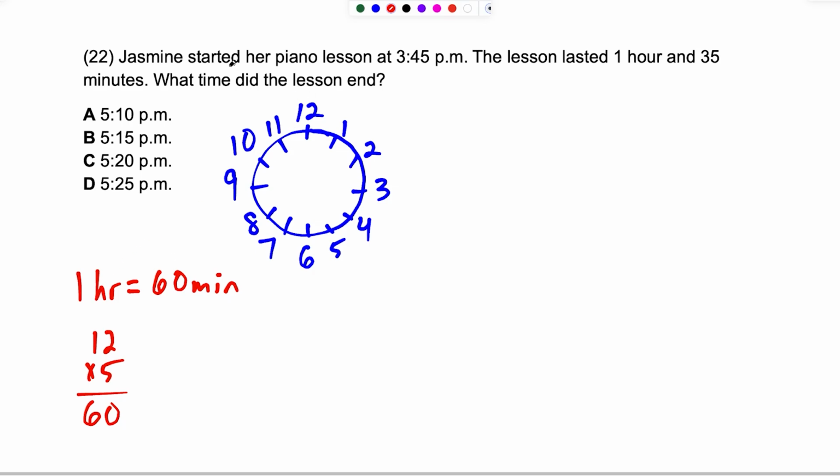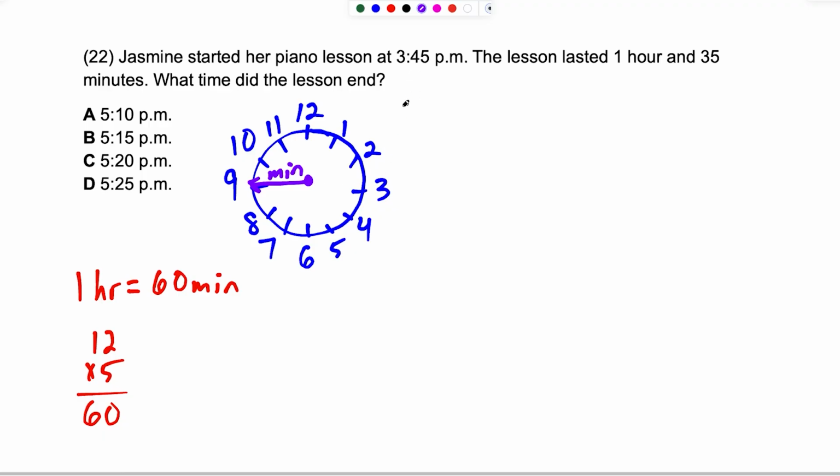So here, when Jasmine starts her piano lesson at 3:45, what I'm visualizing is the clock and the minute hand. Let me draw that a little neater. The minute hand is facing 9. Okay, so this is the minute hand. And then the hour hand is going to be facing between 3 and 4.